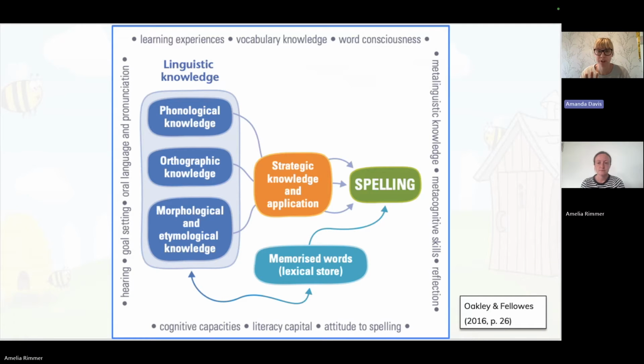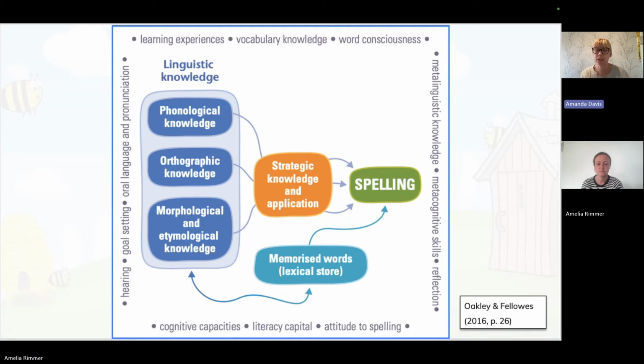So if we put those into a diagram, it will look something like this. We've got the dark blue showing our linguistic knowledge. So that includes your phonological, orthographic, morphological, and etymological knowledge. We do need time to process this and apply it to our spelling. So for example, if I was spelling a word using my phonological knowledge like dog, I'd need to think about what sounds are in the word dog, what letters I'd need to use to represent those sounds, what they look like, and then obviously actually putting them down on the paper.